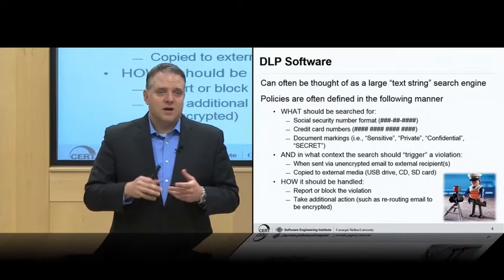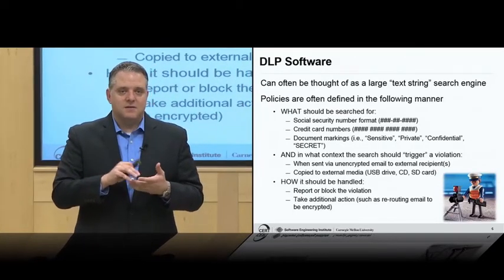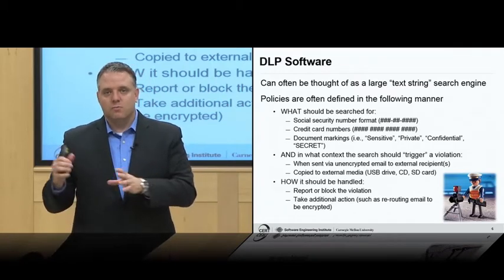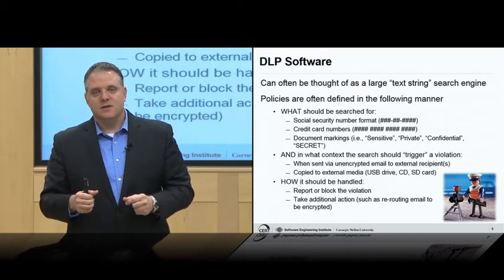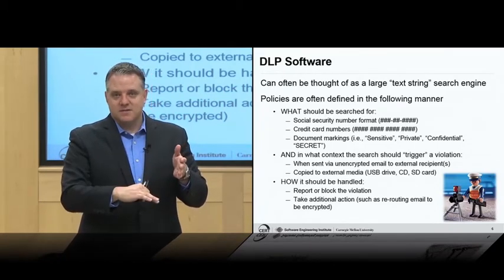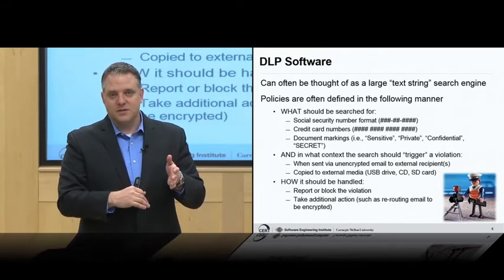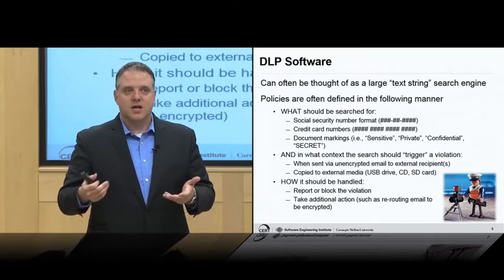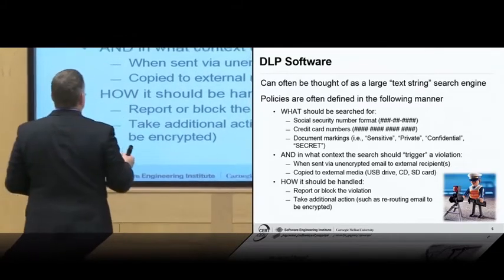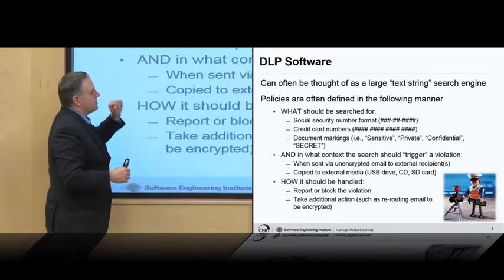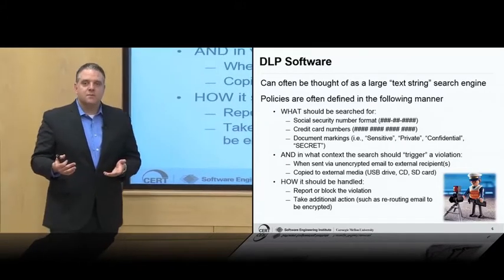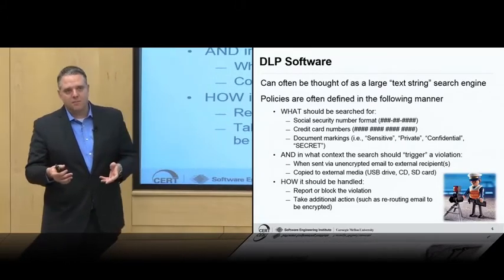DLP software, at its root, is a text matching search engine. So you provide patterns to the DLP engine. The DLP engine will take those patterns and look across whatever it is monitoring for matches. When it sees those patterns, it will take appropriate action. So you can define a DLP policy that defines what is being searched for. Are we looking for social security numbers? Are we looking for credit card numbers?